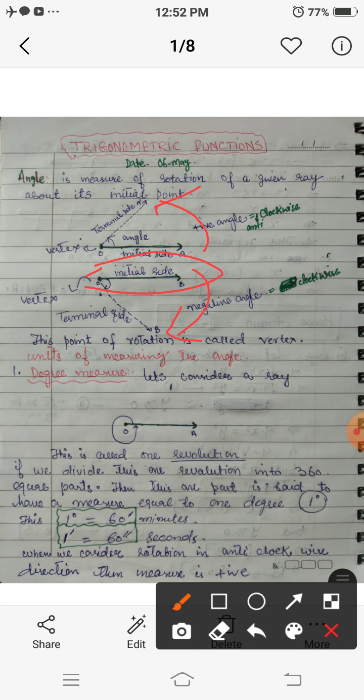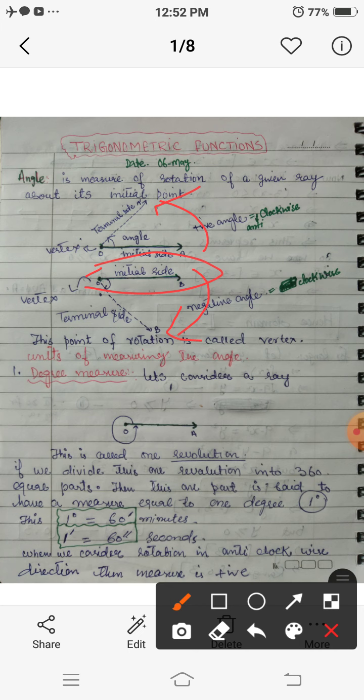Now when we measure the angle, there should be a unit. Usually we measure these angles in two systems. One is the degree measure or degree system, second one is the radian system. Firstly we will consider what the degree system is.